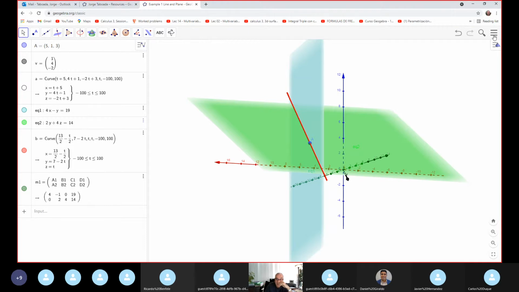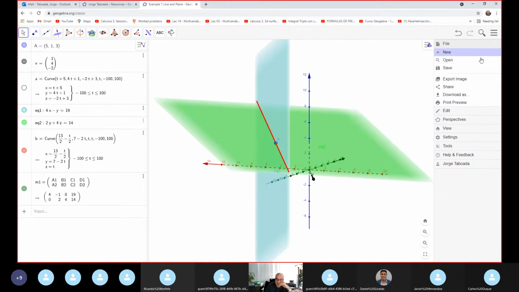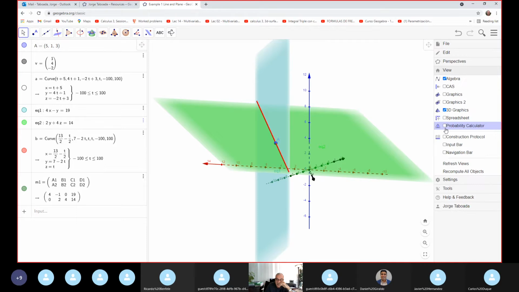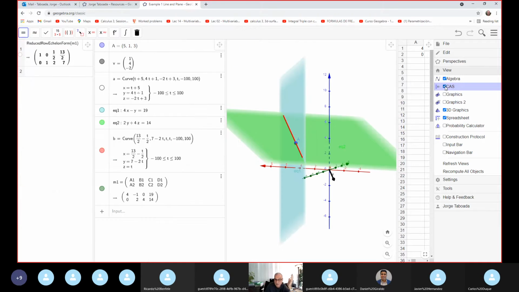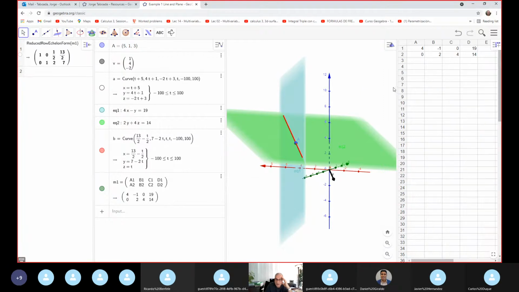Well, for example, you click here, and this button can represent three horizontal lines. You go to the View. In View, you select Spreadsheet and CAS. Of course, you continue with the Algebra and 3D Graphics. Now, I want to illustrate. Okay, good. I did that. Look, we have now 4 windows. Wow. This is a spreadsheet. This is the 3D graphic, this is algebra, and this is CAS.